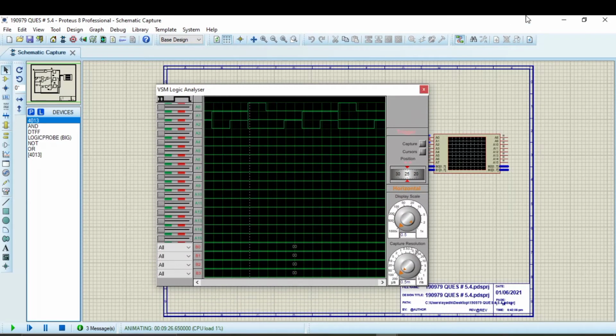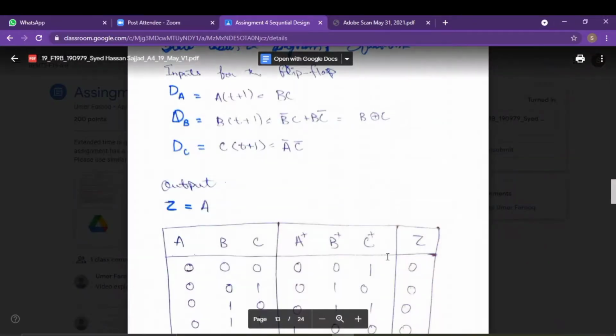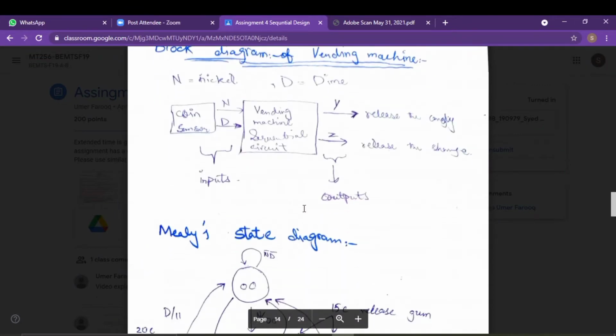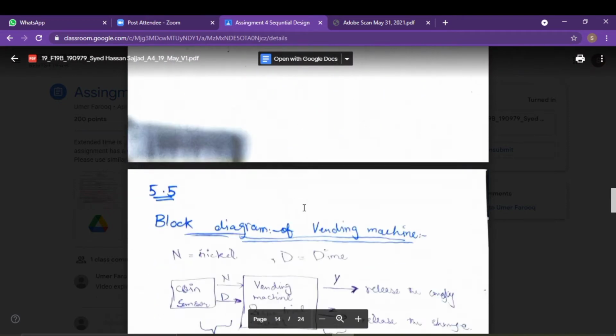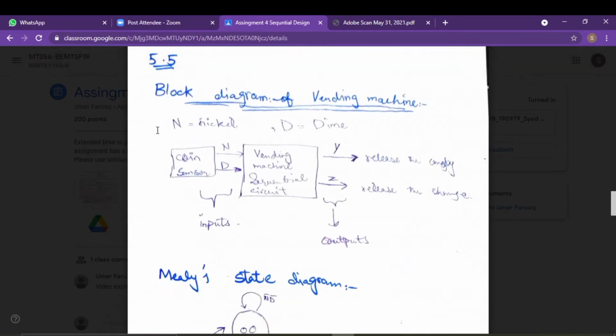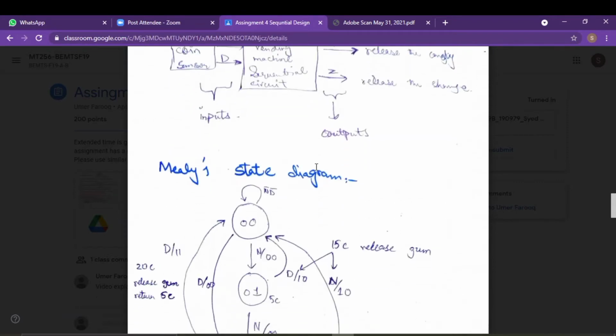This was the question for the first part of the video, and in the very next part I will show you how to make a vending machine. This is a simple block diagram of the vending machine, which accepts coins of nickels and dimes. As you know, 1 nickel is equal to 5 cents and 1 dime is equal to 10 cents.